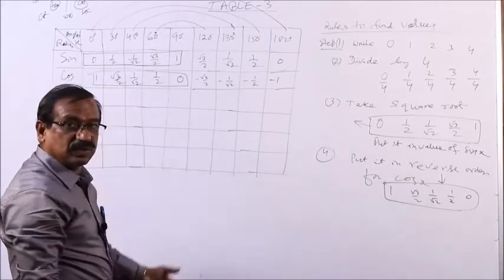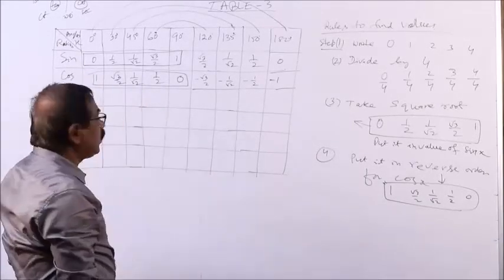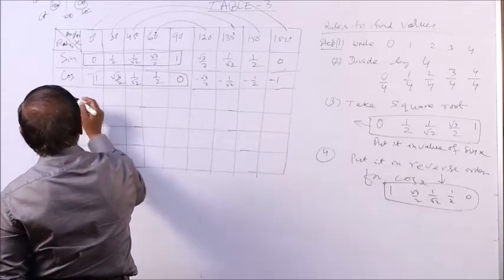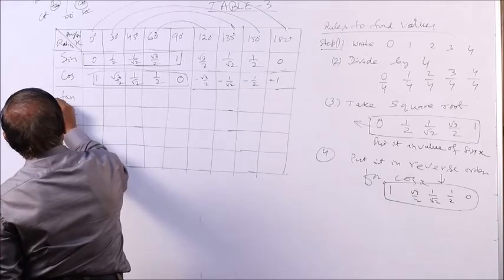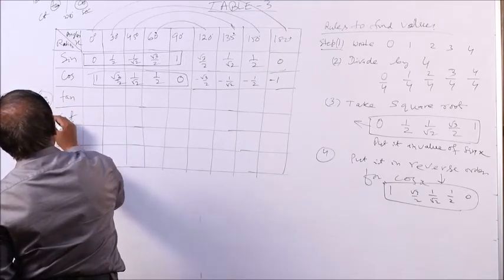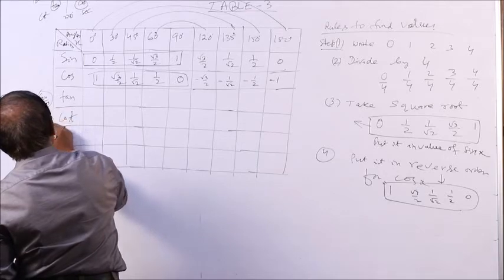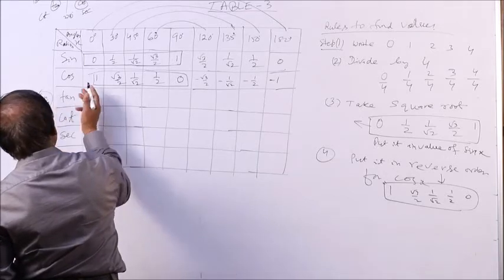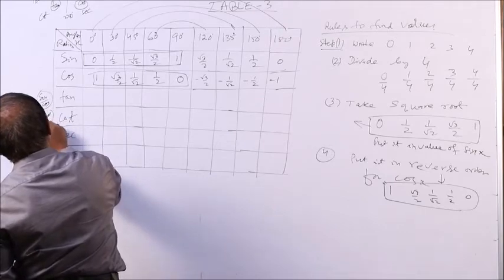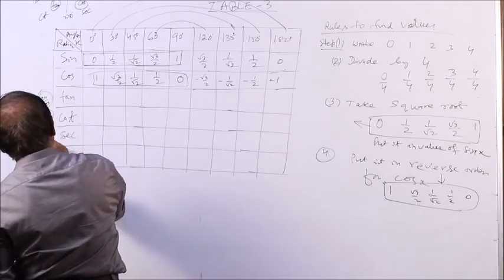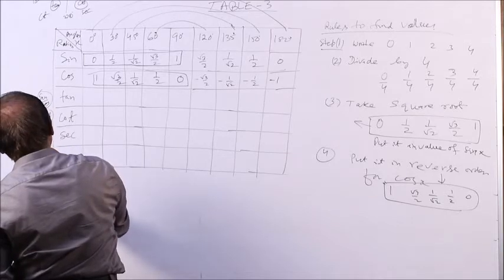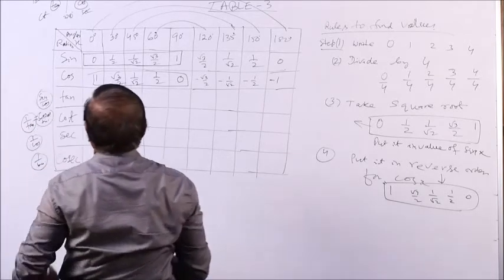When we get the values of sine and cos, ultimately you can find the values of this entire table. You see, tan is what? This is sine by cos. Cot is cos by sine, or 1 by tan. And what is sec? This is 1 by cos. What is cosec? It is 1 by sine, right.